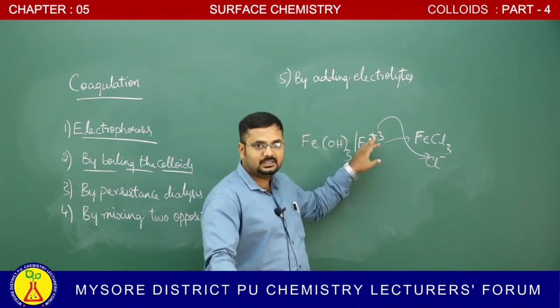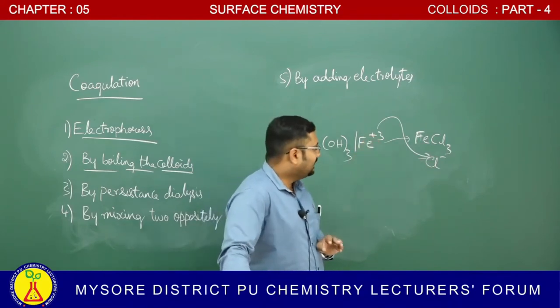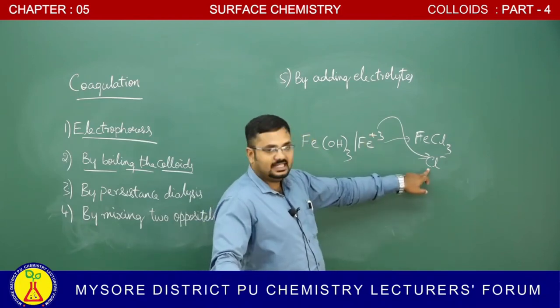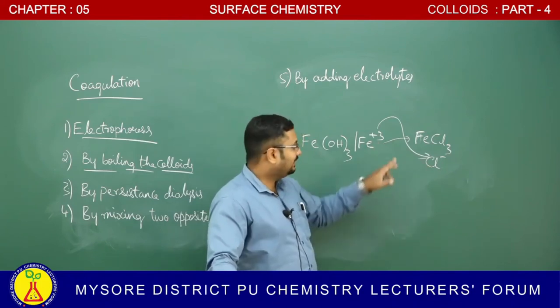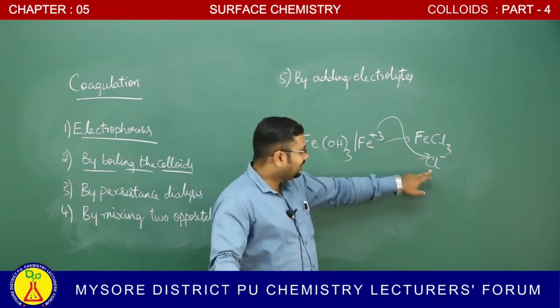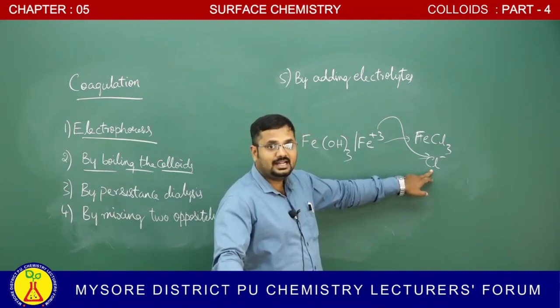³⁺ ಅಯಾನ್. ಇಲ್ಲಿ ಎಕ್ಸಾಂಪಲ್ ಅಂತ ತೊಗೊಂಡಿರೋದು Fe³⁺ ಅಯಾನ್. ಈ Fe³⁺ ಅಯಾನ್ಗೆ ಆಪೋಸಿಟ್ ಚಾರ್ಜ್ ಯಾವುದು? Cl⁻ ಅಯಾನ್. ಈ Cl⁻ ಅಯಾನ್ Fe³⁺ ಅಯಾನ್ ಜೊತೆ ರಿಯಾಕ್ಟ್ ಆಗಿ ಫೈನಲ್ ಗೆಟ್ಸ್ ನ್ಯೂಟ್ರಲೈಸ್ಡ್. ಇದನ್ನ ನಾವೇನಂತ ಕರಿತೀವಿ, ಈಗ Cl⁻ ಅಯಾನ್ನ ಕೋಯಾಗ್ಯುಲೇಟಿಂಗ್ ಅಯಾನ್ ಅಂತ ಕರಿತೀವಿ.